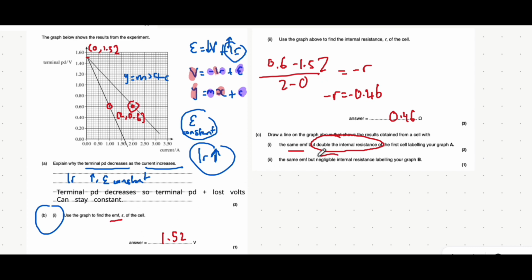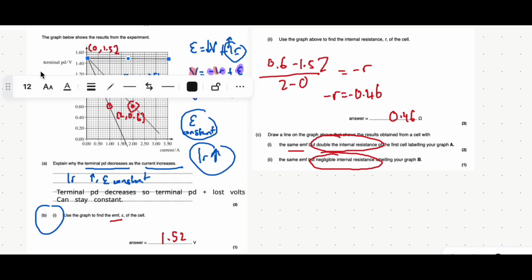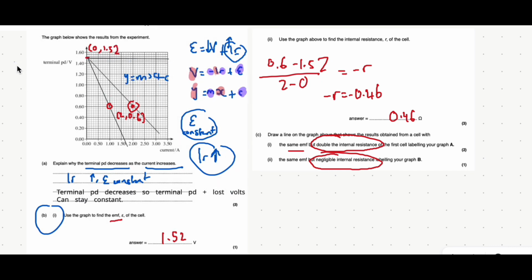The same EMF, but negligible internal resistance. Again, the same EMF means it starts at the same point on the y-axis, and negligible internal resistance means that there's no internal resistance. So it'd just be a horizontal line. And that's it. That's everything for this question.